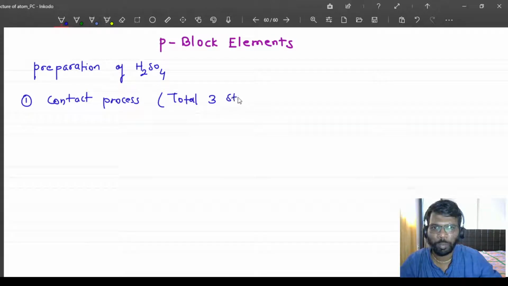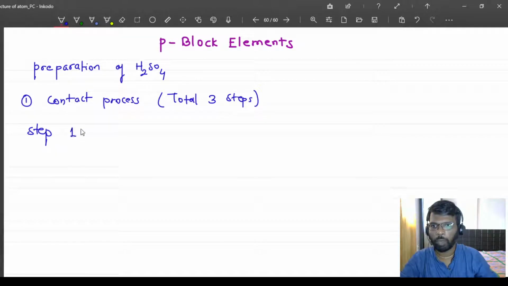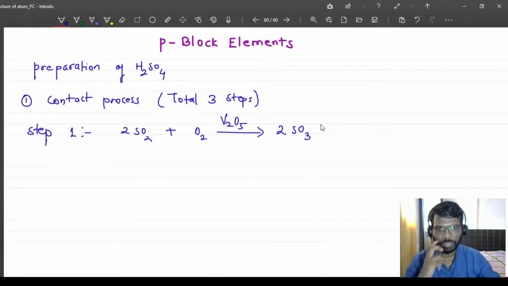But these are very important reactions. If you are learning P block elements and you're not learning this process, there is a high chance that questions could be asked on this process. So step one is sulfur dioxide is reacted with oxygen in the presence of vanadium pentoxide to give 2 moles of SO3. This is a gas which is formed. This is step one.